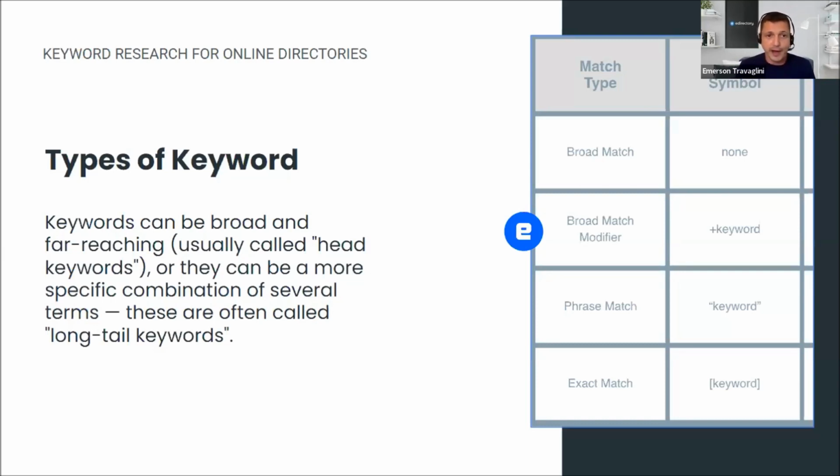You also find that long-tail keywords have less competition, with room for niche sites to break in and rank higher on the results page. So long-tail keywords for online directories are a great choice, especially when working on categories and location. I'm going to talk a little bit more in depth about it in the next slides.